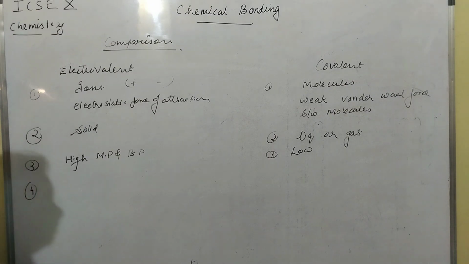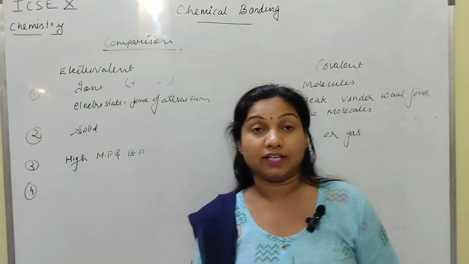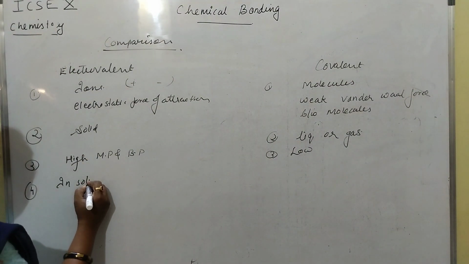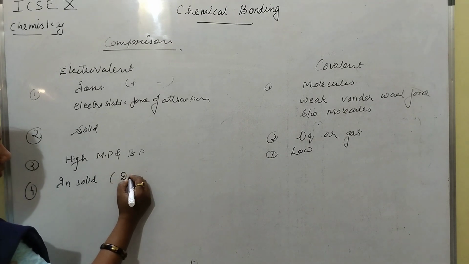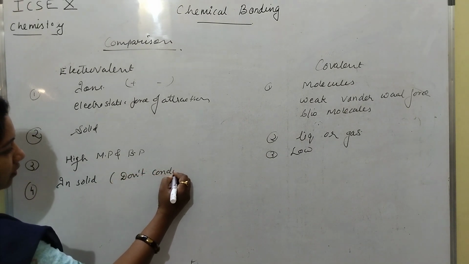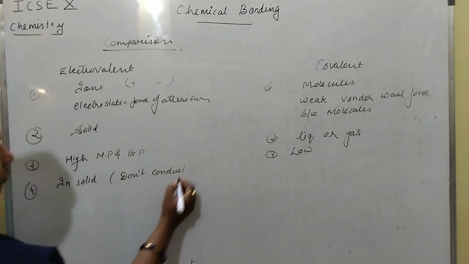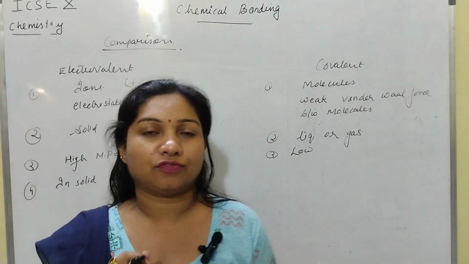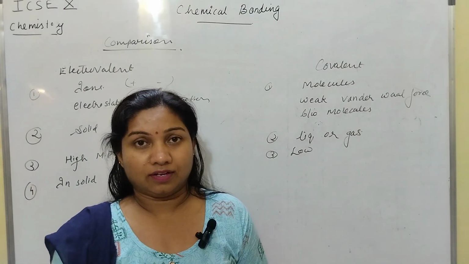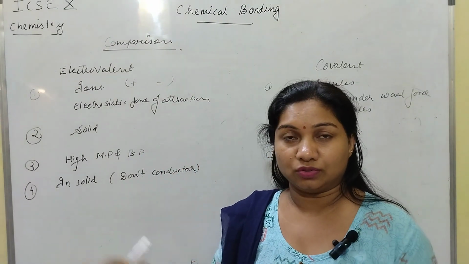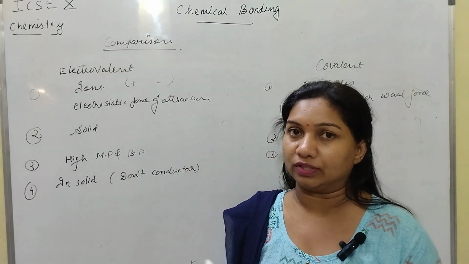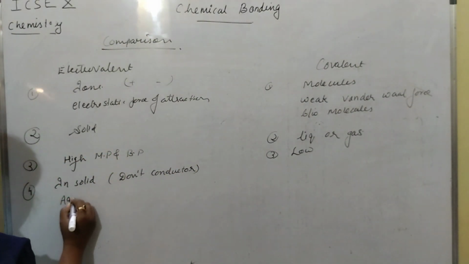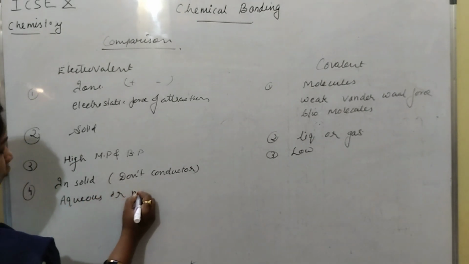Now, the nature of conducting electricity. In solid form, electrovalent compounds don't conduct electricity; they are non-conductors of electricity in solid form. Why? Because they lack free ions. For the conduction of electricity, free ions should be there, but in solid form there are none. So due to lack of free ions, they don't conduct electricity, whereas they are good conductors in aqueous or molten form.